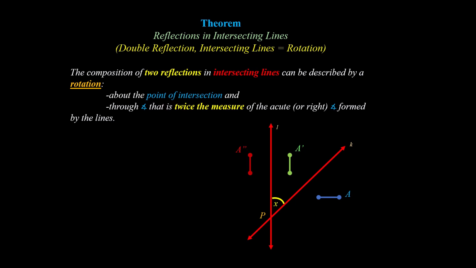So again, if we were to reflect object A across K and then reflect it again across L, we get A double prime. You can get the same thing by doing a rotation like this. You can rotate about that point P by the angle measure that's 2 times the angle x, and that's what this theorem states. The theorem states specifically the composition of two reflections in intersecting lines can be described by a rotation. That is, double reflections across intersecting lines is the same as a rotation about the point of intersection and through the angle that is twice the measure of the acute or right angle formed by the lines. And that's a pretty interesting theorem as well.